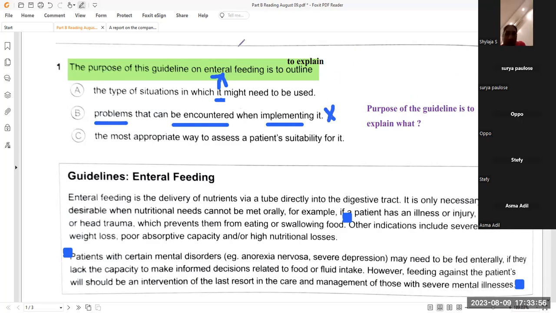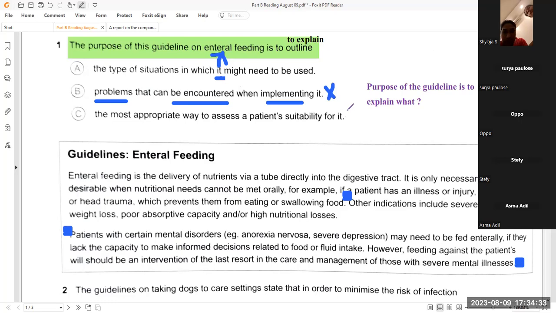The purpose of the guideline on enteral feeding is to outline the most appropriate way to assess a patient's suitability for it. So have they talked about the purpose? Is it to explain the most appropriate, the best way to evaluate whether the patient is suitable for enteral feeding? Is the purpose of the guideline to explain the most appropriate way we can assess the patient's suitability for the feeding? What do you guys think?